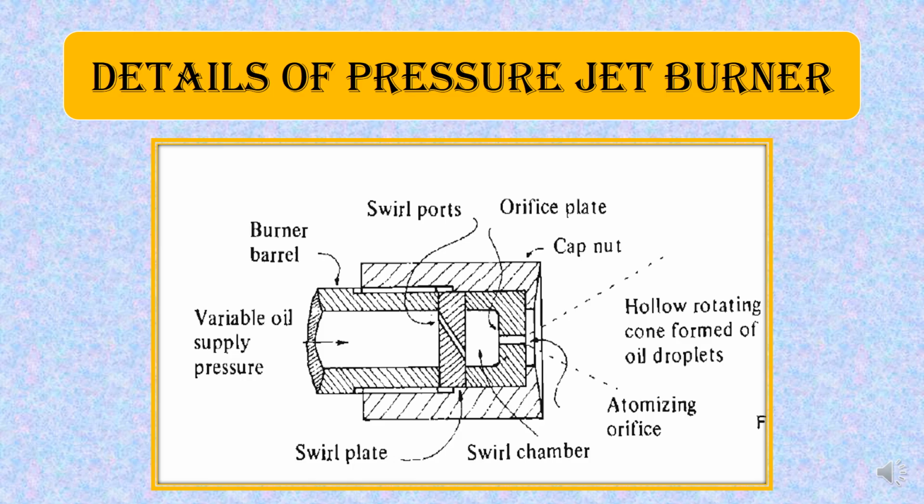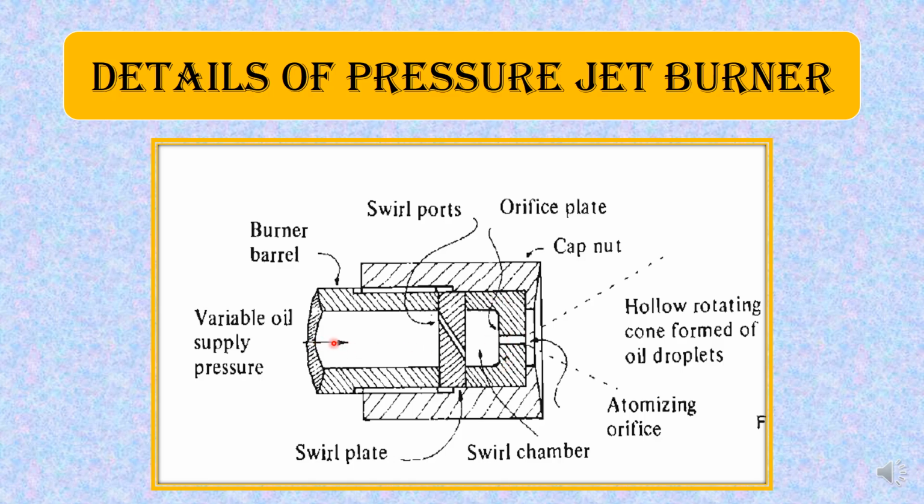Okay, as you can see the detail of the pressure jet burner, I'm going to show you again with the laser pointer. You can see over here, this is the variable oil supply coming with pressure, and again you can see the swirl port. Here the oil has to go through this angle port, and this imparts the rotational energy. This is the swirl chamber, and this is the orifice split, and here you have the small orifice which you can see.